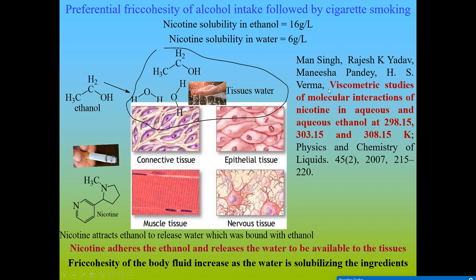So the person thinks, let us smoke. Why? Because nicotine is not much soluble in water, but it is highly soluble in ethanol. So because ethanol was capturing the water molecules, now nicotine goes and captures the ethanol molecules, and water is released in the tissue. So the person gets slight relief. This is the fundamental science where this Friccohesity works nicely.